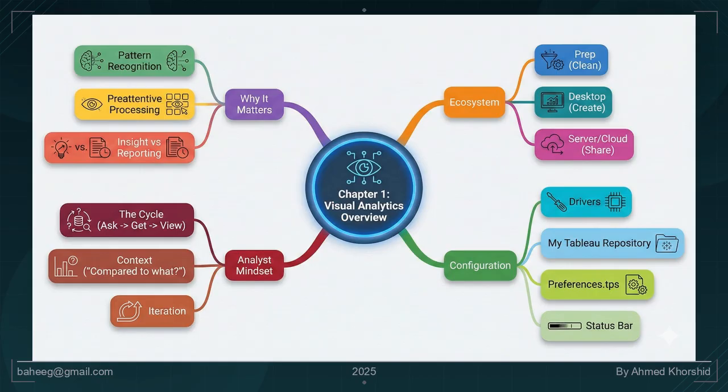Figure, mind map, Chapter 1, Visual Analytics Overview. Root, Visual Analytics. Branch, Why It Matters. Leaf, Pattern Recognition. Leaf, Preattentive Processing. Leaf, Insight vs Reporting. Branch, Ecosystem. Leaf, Prep, Clean. Leaf, Desktop, Create. Leaf, Server, Cloud, Share. Branch, Configuration. Leaf, Drivers. Leaf, My Tableau Repository. Leaf, Preferences.tps. Leaf, Status Bar. Branch, Analyst Mindset. Leaf, The Cycle, Ask-Get-View. Leaf, Context, Compared to what? Leaf, Iteration.